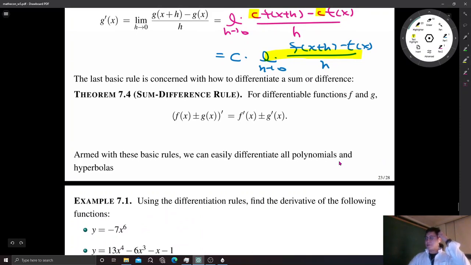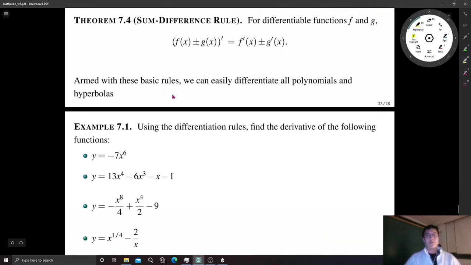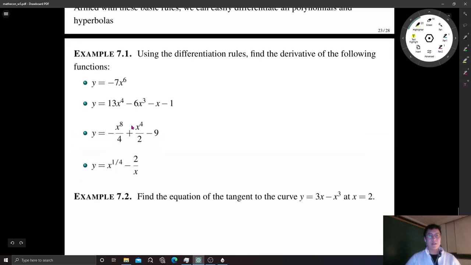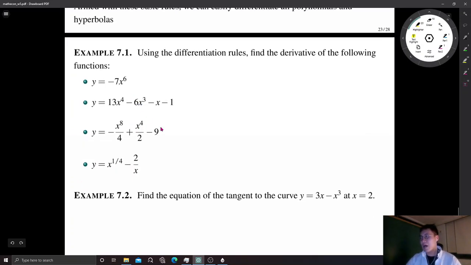And for the remaining rules, I will show you without the proof. Okay? So the first rule is about the sum and difference. The derivative of a sum is going to be the sum of the derivatives, and the derivative of a difference is going to be the difference between the derivatives. Right? So armed with these basic rules, now we can differentiate all polynomials and even hyperbolas. Let me show you several examples of how to apply the previous rules to find the derivative of several polynomials and even hyperbolas.